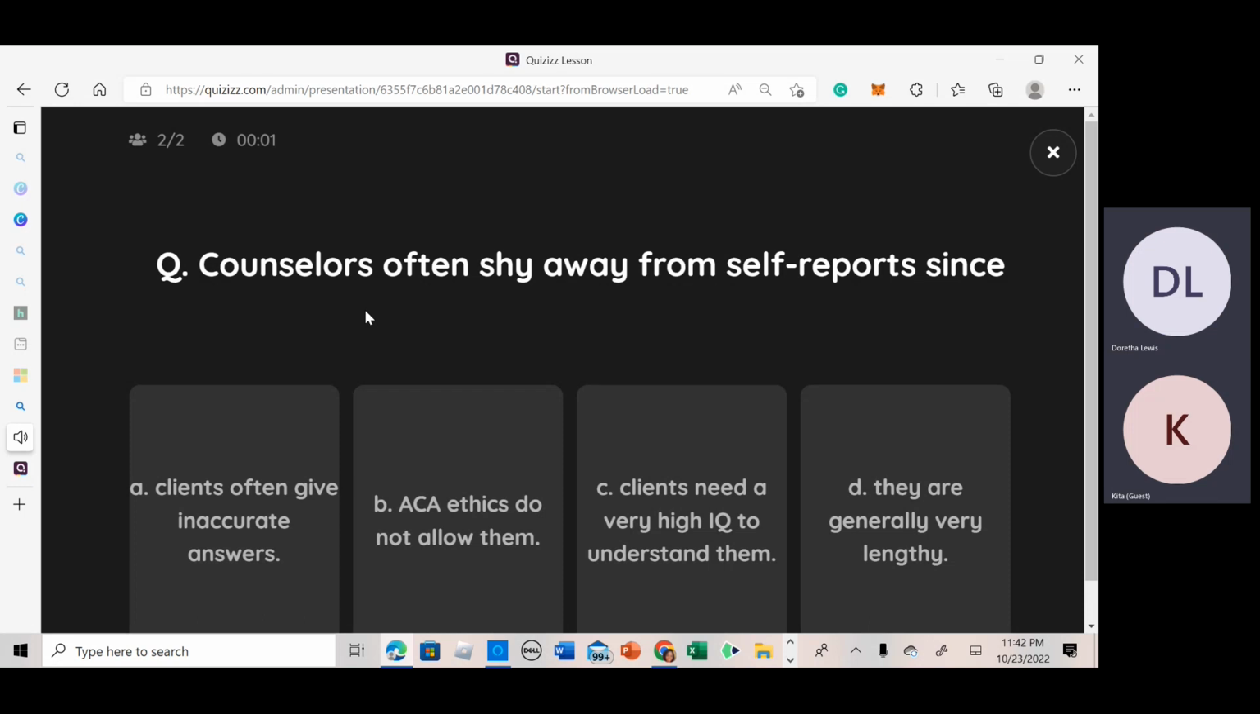Counselors often shy away from self reports since A, clients often give inaccurate answers.